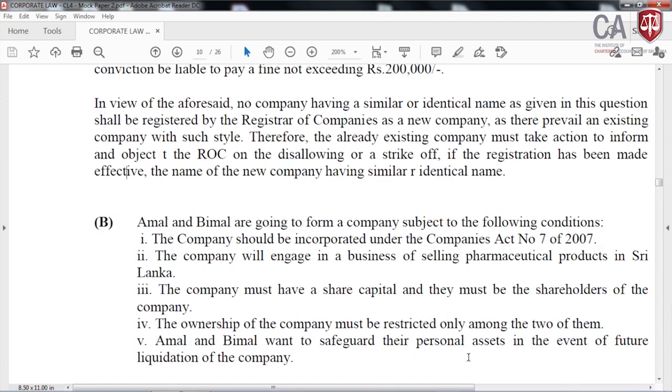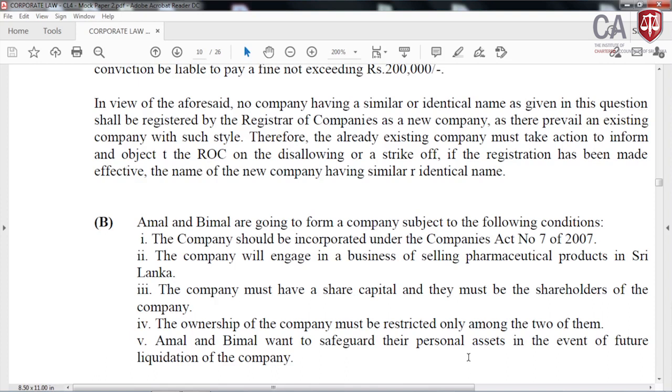The ownership of the company must be restricted only among the 2 of them, which means it should be a private company, because the minimum number of 2 suffices there. Then the fifth one is Amal and Bimal want to safeguard their personal assets in the event of future liquidation of the company. This is a very important concern of many people who are forming companies, because as you know, a company is a distinct and separate person having its own legal personality.